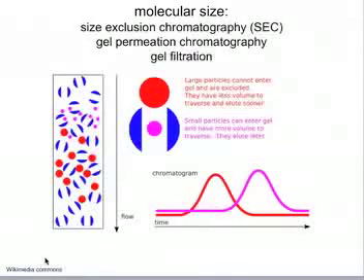So, gel permeation or gel filtration chromatography. We use this in the laboratory as a means of cleaning up our protein. It's also very useful as a protein separations method, but we will probably not use that so much in our laboratory.